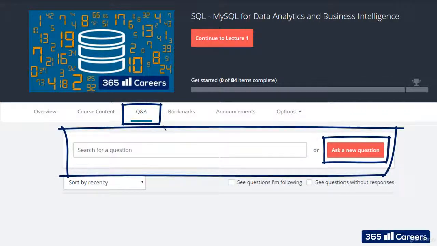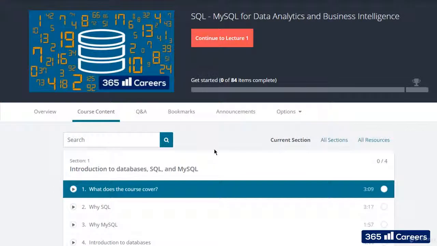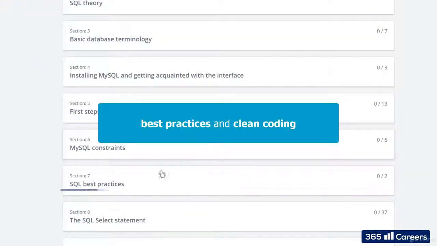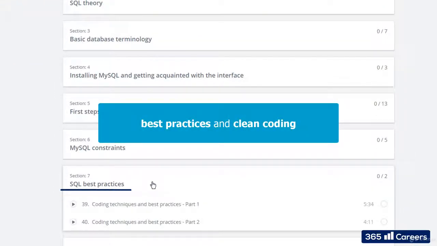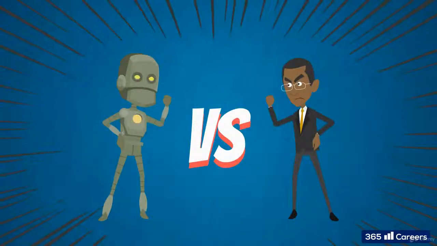In addition, throughout the course and in my practice, I stick to best practices and clean coding. Remember, a well-organized or good code is not the one computers can understand. It is the one humans can understand.